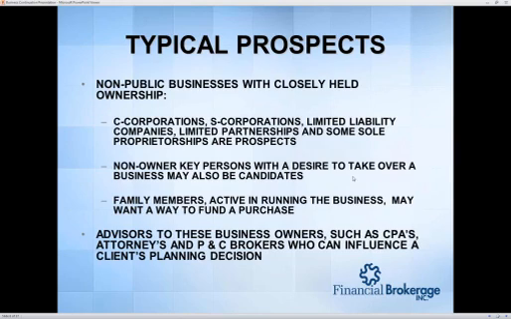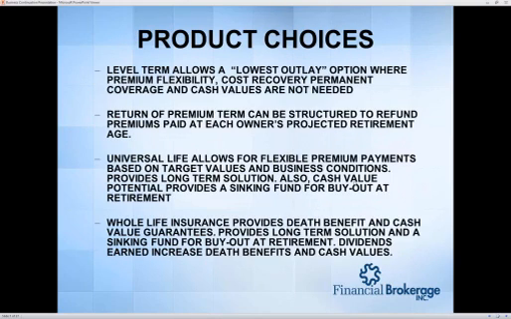The next slide shows products offered at financial brokerage and include the most common types of life insurance used to fund a buy-sell agreement. They include level term insurance, return of premium term, universal life, and whole life. Term insurance offers maximum coverage, of course, at the lowest annual outlay, and is the most common choice for small businesses, especially those that are newer in the business. It's easy to understand and can be tailored to each owner's projected retirement age or beyond.